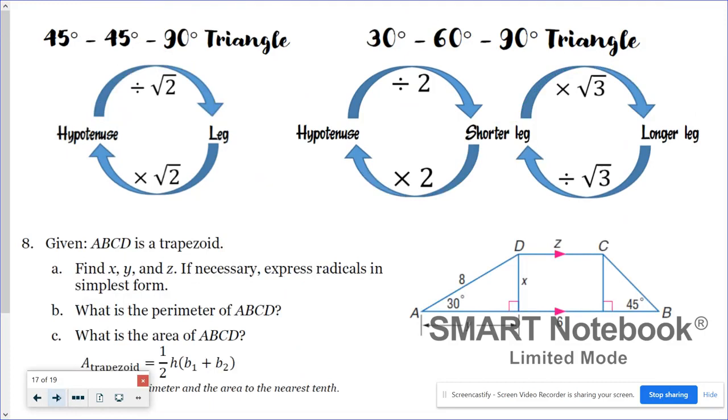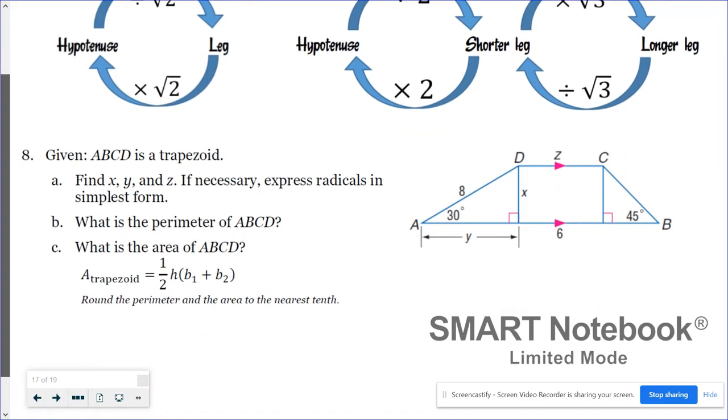In this problem here, we are given that ABCD is a trapezoid, and they want us to find X, Y, and Z first, and if necessary, of course, express those in simplest radical form.